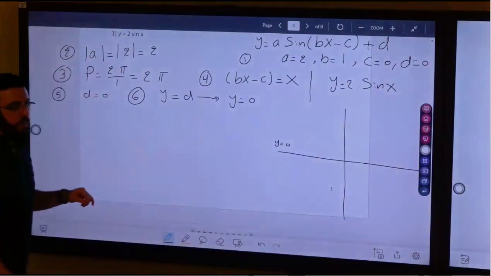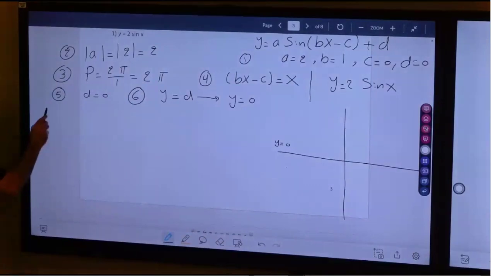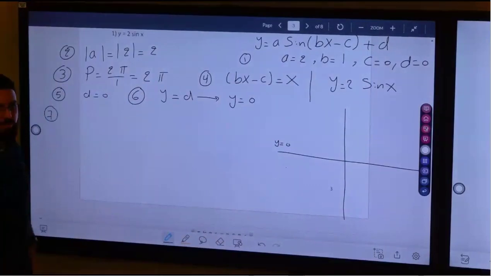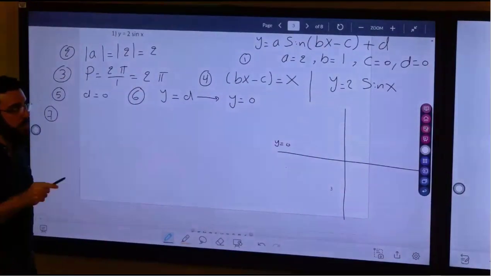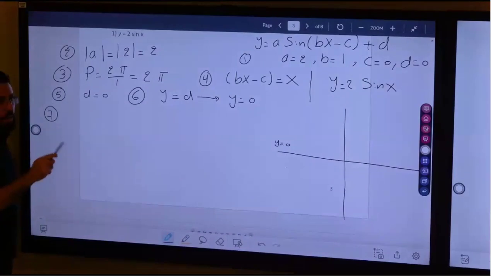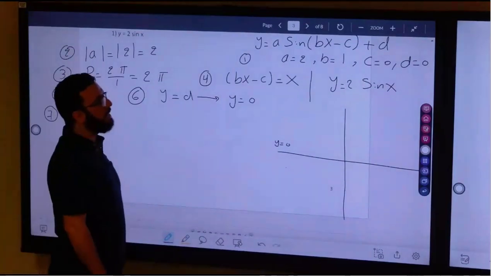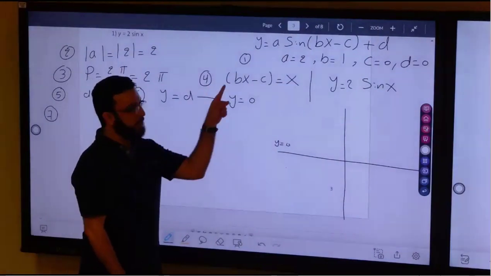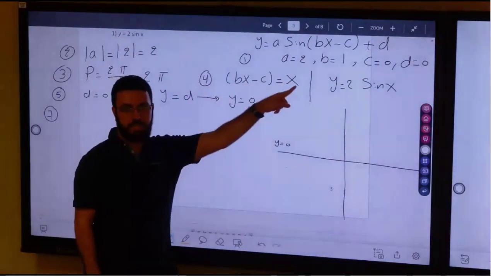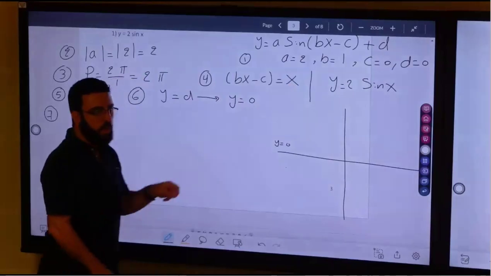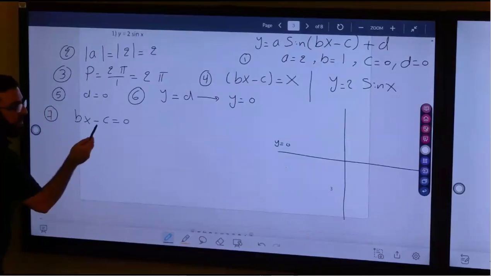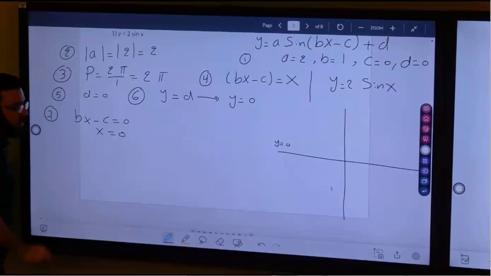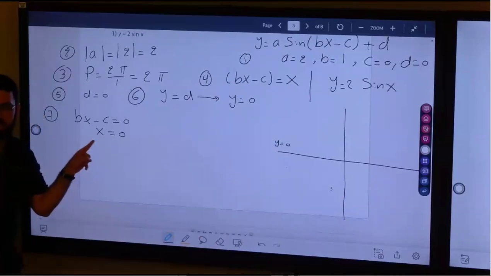Okay? Now, what's the next step? Step 7. What's 7? The initial endpoint, initial point. How are we going to find that? bx minus c equals 0. So where is the bx minus c? You see what I did here? bx minus c is the same thing, the point x. I'm going to say bx minus c equals 0. So how much is bx minus c? Zero. x equals 0. So this is my initial point, x equals 0.